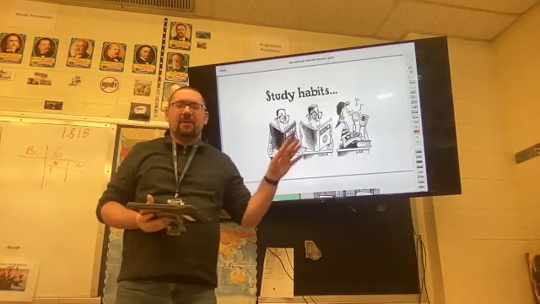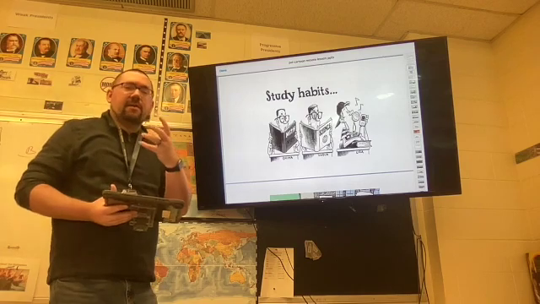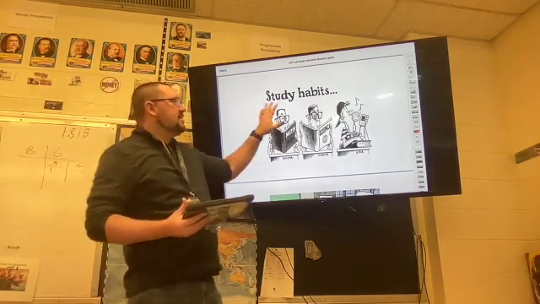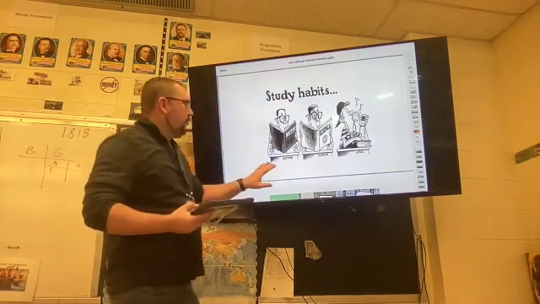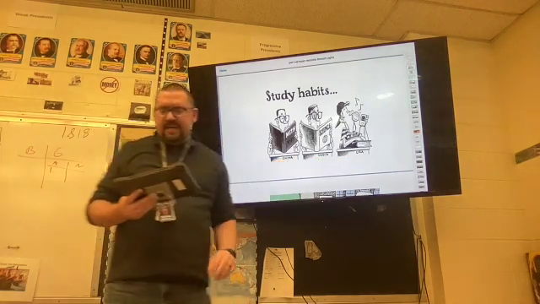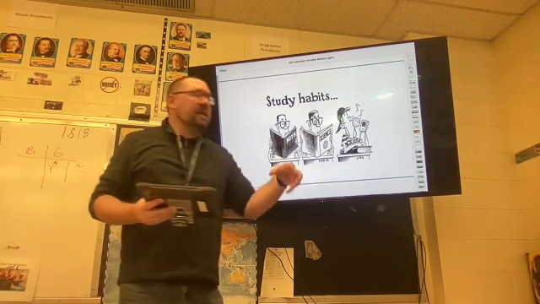Study habits. So this is the first example right here of context and also just reading the political cartoon the way it needs to be. First of all, let's look at all the words. It says study habits. So we're referring to studying. And then we're going to look at three different people. And on their desk it says China, India, and USA. So it looks like they're showing the study habits of three different people in three different nations.